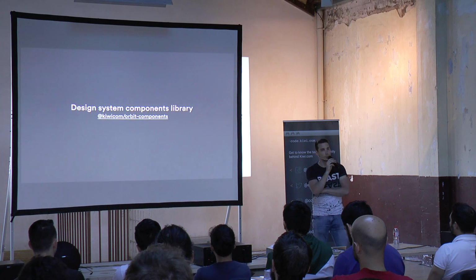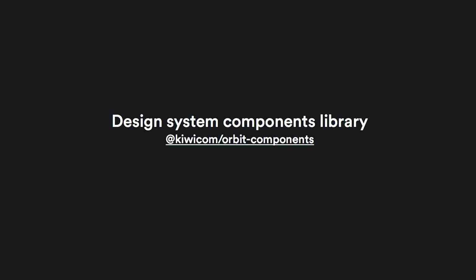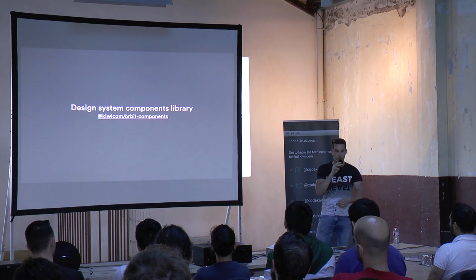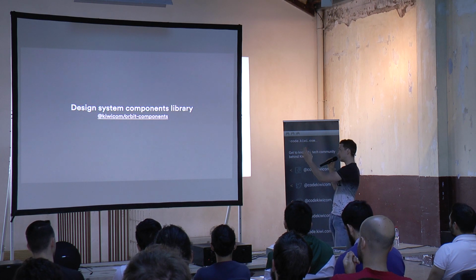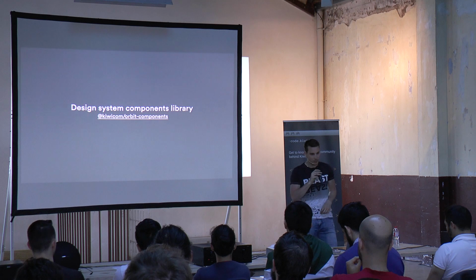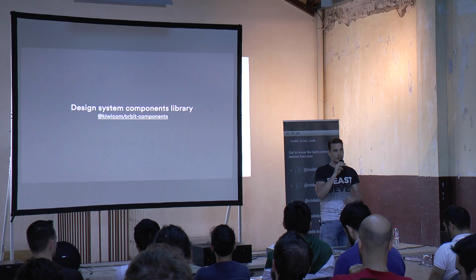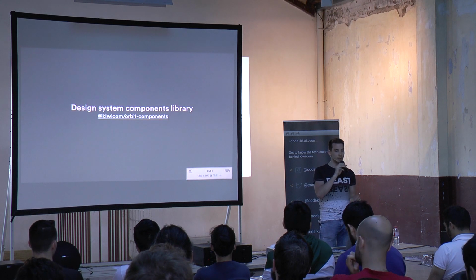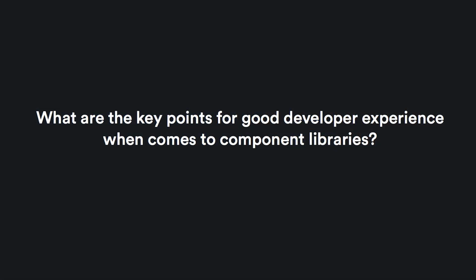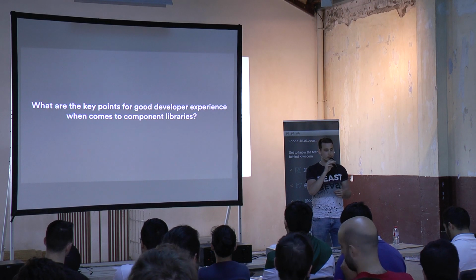1 year ago, the designers had their UI kit in Sketch, but there was no library for front-end, so we said, okay, let's make a library. So we created the repository on GitHub, Orbit-component, and also we said, okay, let's make it fully open source, so that anyone can use it and anyone can contribute. But before that, we needed to make some principles for how to make the developer experience better.